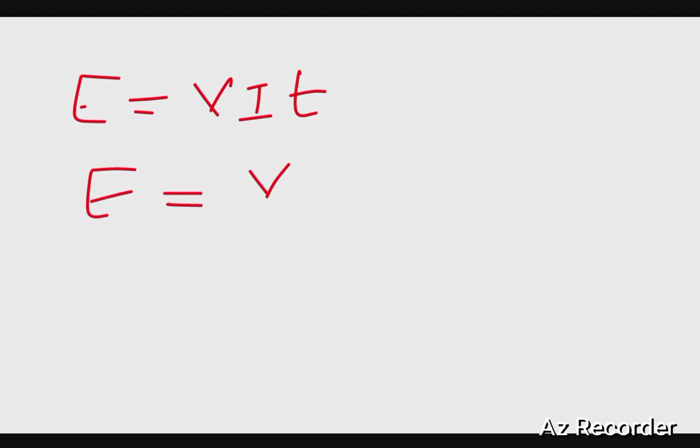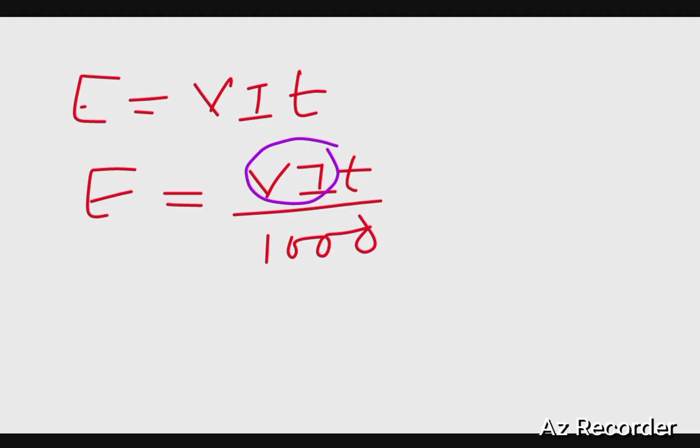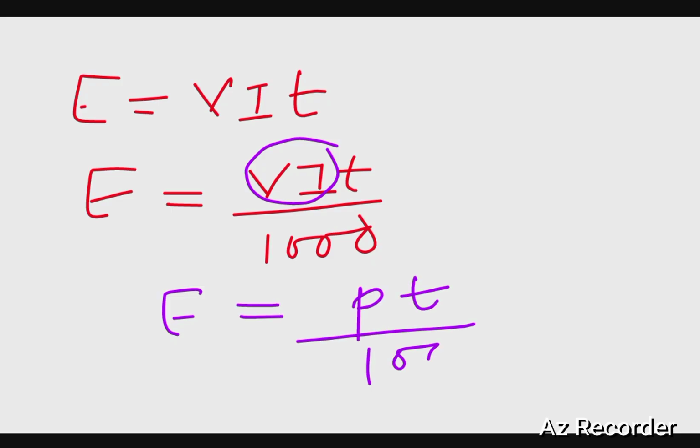The equation to calculate the electrical energy is equal to voltage into current into time. To convert this into kilowatt hour, we need to divide it by 1000. So energy in kilowatt hour is given by V into I into T divided by 1000, VIT divided by 1000. But we know that V into I is equal to power. So electrical energy can also be found by using the equation power into time divided by 1000. This is the electrical energy consumed in kilowatt hour.